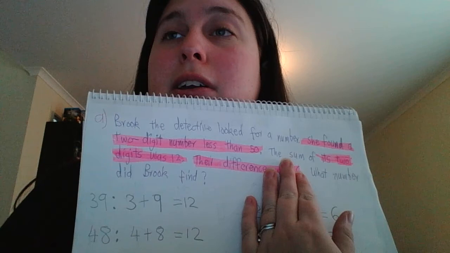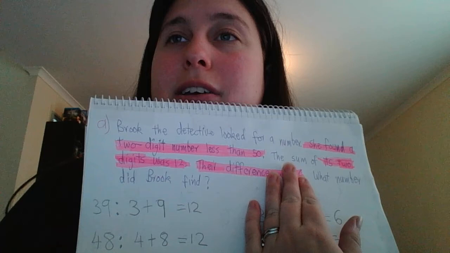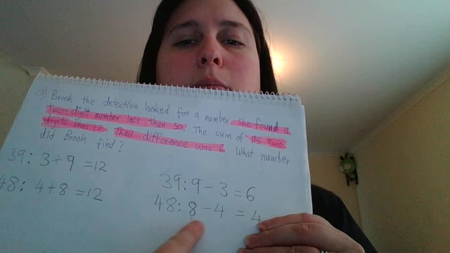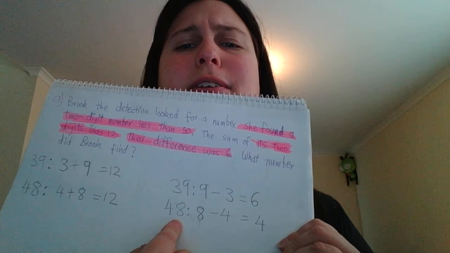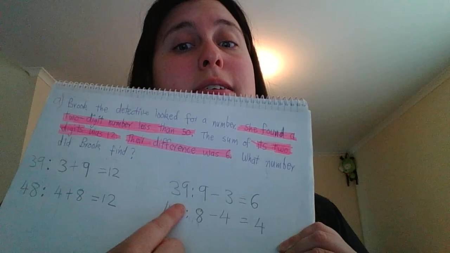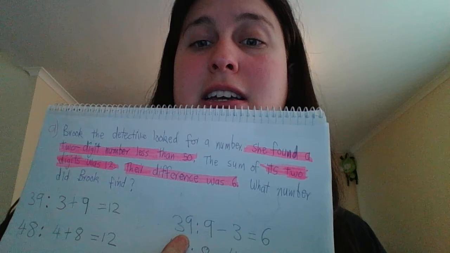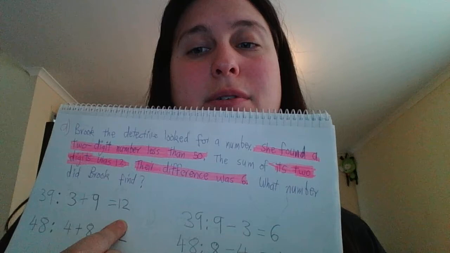Now we have to flip the numbers over so that we take the smaller number away from the larger number. So let's take 48. We can agree 8 minus 4 equals 4. That doesn't equal 6. There's no difference of 6 between them. Let's try 39. 9 minus 3 equals 6. Oh, cool. So it needs to be 39. That's a number below 50. The difference is 6. And the digits add to 12. So the number that Brooke found was 39.